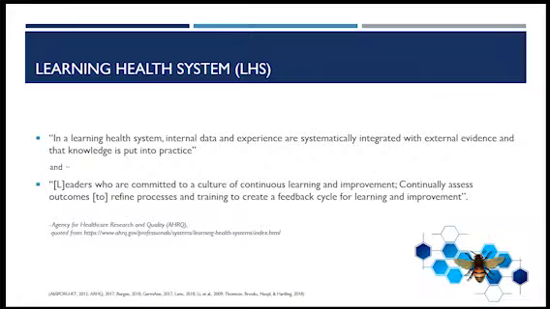One of my group SPOR KT's objectives for establishing the KT Alberta community of practice is to develop a learning health system in Alberta. The Agency for Healthcare Research and Quality describes that in a learning health system, internal data and experience are systematically integrated with external evidence, and that knowledge is put into practice. It includes leaders who are committed to a culture of continuous learning and improvement, continually assessing outcomes to refine processes, and training to create a feedback cycle for learning and improvement.